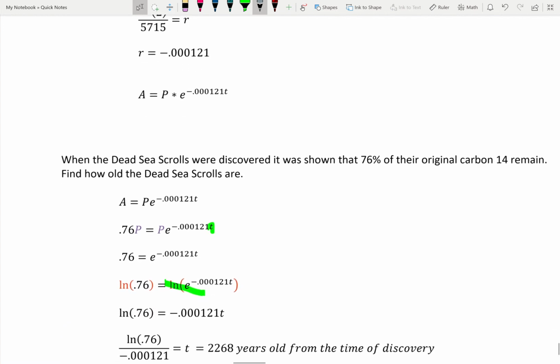We just divide both sides by minus 0.000121, and you're probably going to have to use a calculator for this. But if you plug it into your calculator, you'll find out that t is equal to 2,268. So that means the Dead Sea Scrolls are approximately 2,268 years old from the time that they were discovered. So it's pretty cool. Pretty useful stuff, right? I think that's kind of interesting if you ask me.